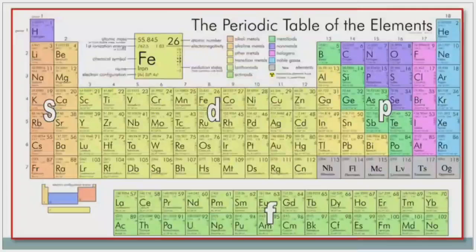Everything to the left of the staircase is metals, and everything to the right of the staircase is non-metals. All the S block elements are metals, all the D block elements are metals. But if you observe P block elements, there are some metals, some non-metals and a few metalloids like boron, silicon, germanium, arsenic, antimony, tellurium, polonium. These are the metalloids.